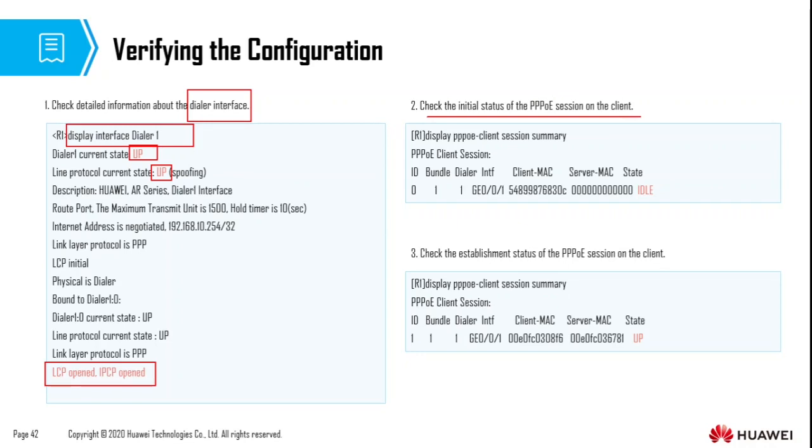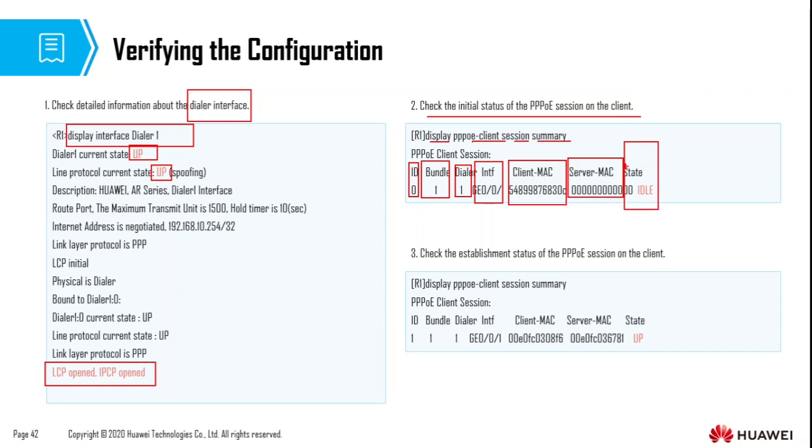The status can be one of 4 states. To check that, you use the command display PPPoE client session summary. Now you'll see things like the session ID. So this is the session ID. You'll see the bundle number. You'll see the dialer number. You'll see the interface that this particular session has been applied on, and the MAC address of the client and the MAC address of the server, then the state.